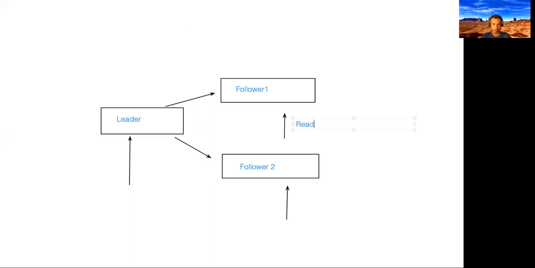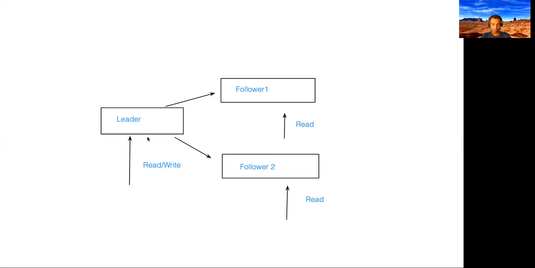So let me just write it down. The leader is in the read-write mode, and the followers are only read. And the idea is that every time an update happens on the leader node, it replicates the data to the follower nodes. And the end users or the application tier essentially read from the follower nodes as they are geographically located closer to the follower nodes. So this is the model.